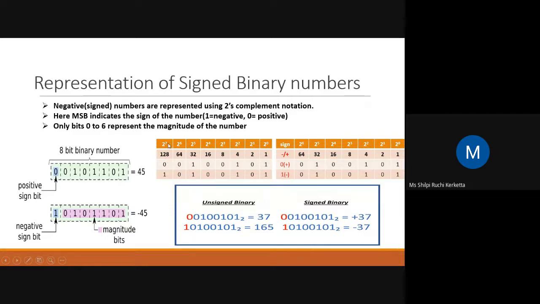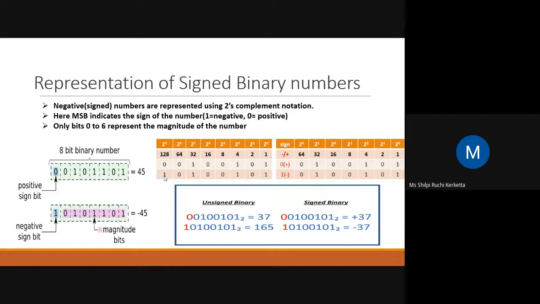Okay, and as it is an unsigned binary number, this most significant bit will also represent a magnitude. Magnitude means it has a value. You might have studied in vectors: a vector has a magnitude and a direction. Magnitude means it has a value.